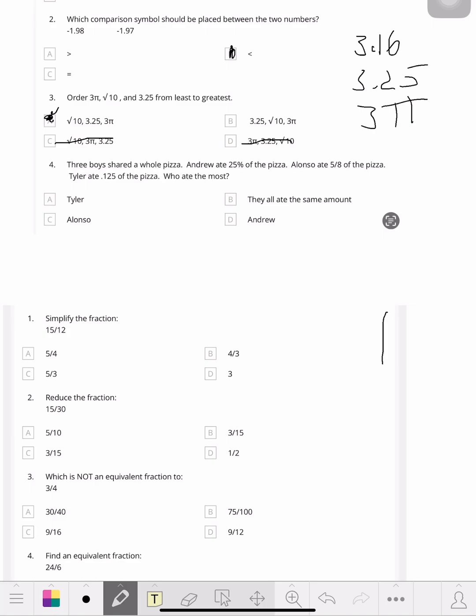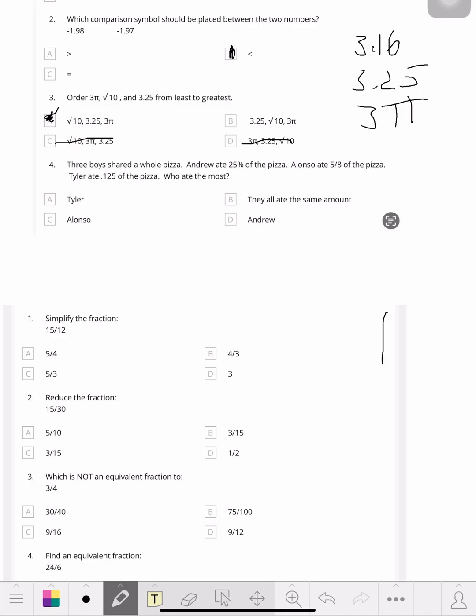Alfonso ate 5/8 of the pizza, and Tyler ate 0.125% of the pizza. Who ate the most? Okay? So now, like I said, you got to kind of put all these in perspective, okay?